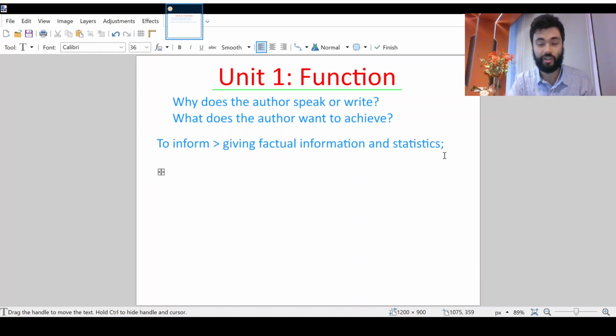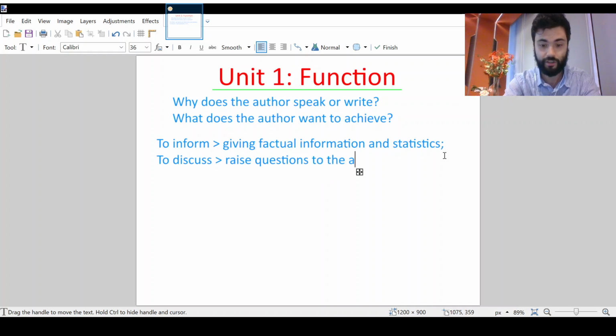What may another function be? Say, to discuss something. When the author wants to discuss something with the audience, what can they do in their language in use? Let us say that they can raise questions or ask these questions directly to the audience. Raise questions to the audience.